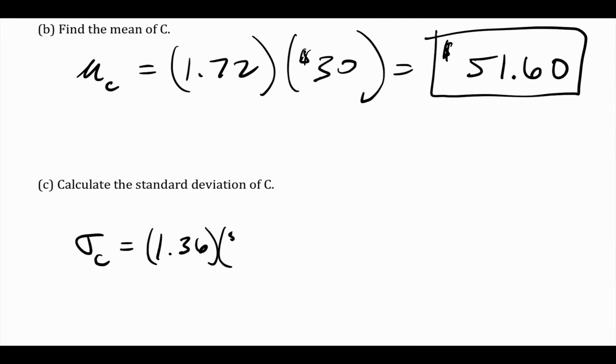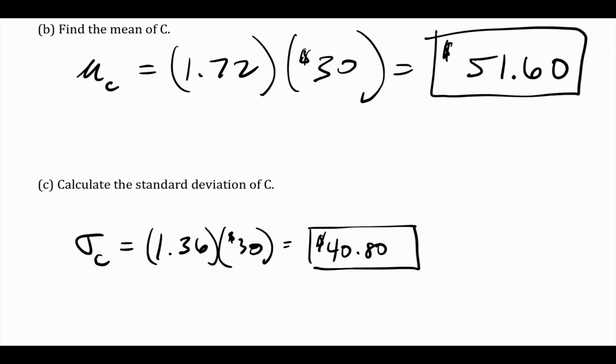So times $30, and you would get $40.80. So if I worked for the store, I would expect to earn $51.60. Does every salesperson get $51.60 every hour? No. Some get more, some get less. That number will vary by about $40.80.